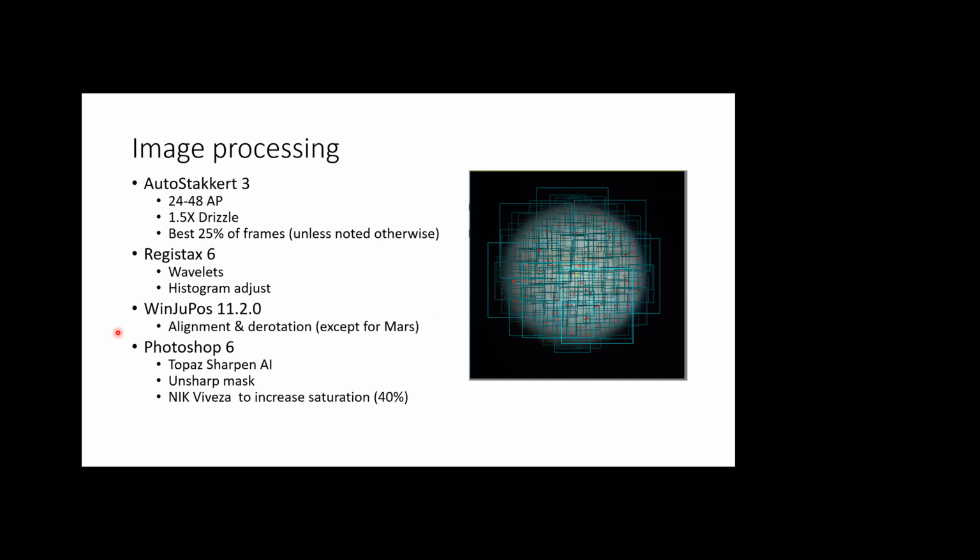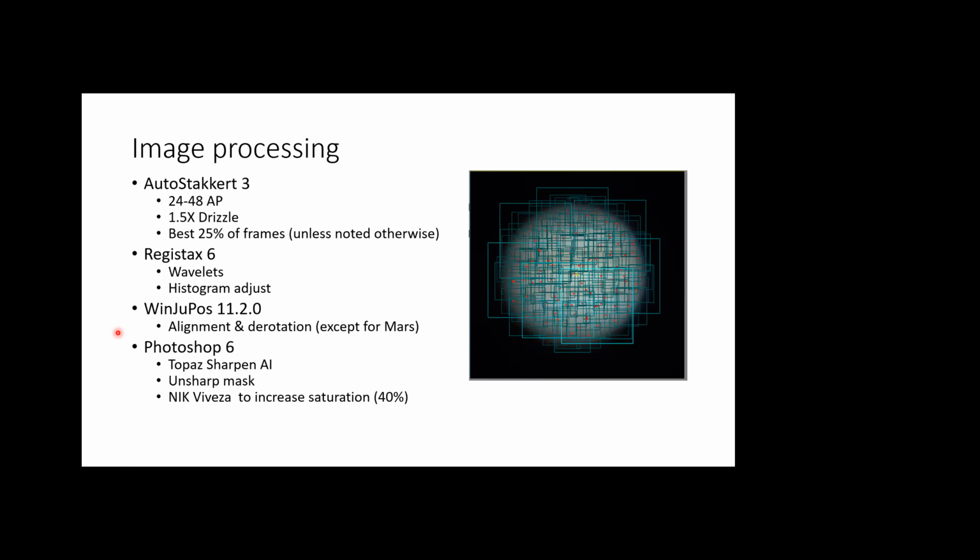All right. For the image processing, I processed the images as close to identical as possible. I stacked them in AutoStakkert. I used 1.5x drizzle because that seems to give a nice, slightly enlarged image and smooths out the images somewhat. Then I used the best 25% of the frames that I was able to obtain at the maximum frame rate that I could get. After I stacked them, I applied wavelets in RegiStax 6 and adjusted the histogram to brighten up the image and adjust the contrast a little.